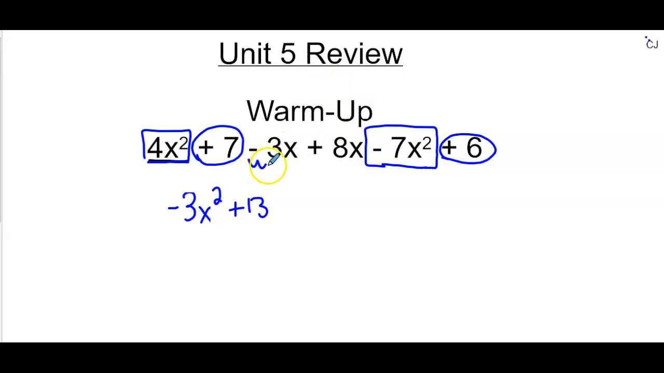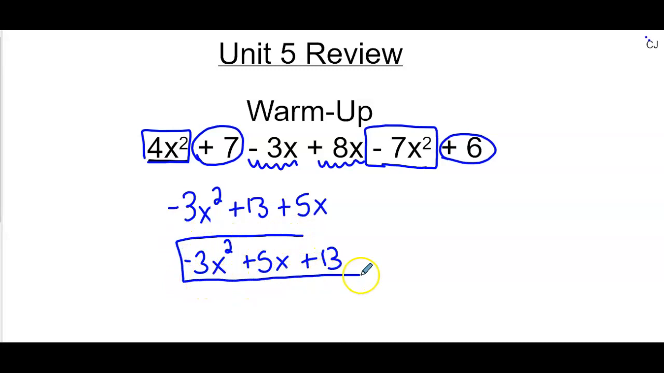And then the next thing I see is negative 3x. So I'm looking for other terms that just have the letter x, and I see a plus 8x. So I'm going to deal with the numbers. Negative 3 plus 8 is a positive 5, and then the letter stays the same. Now, this is an okay answer, but this is not in standard form. Standard form says that it has to be from highest exponent down to lowest exponent, and then the constant at the end. So this would be our final answer in standard form.